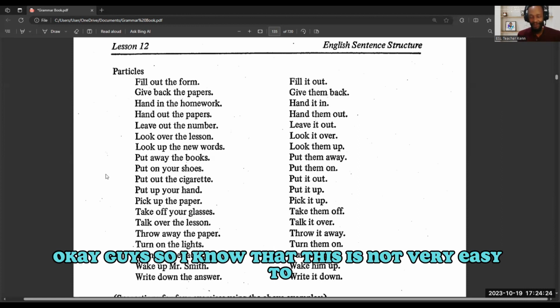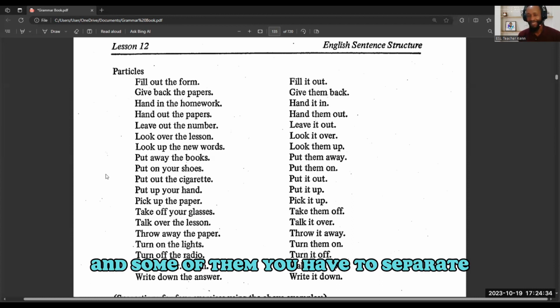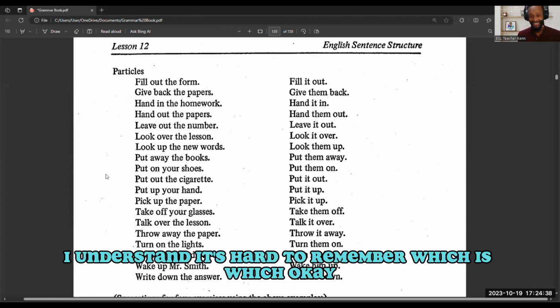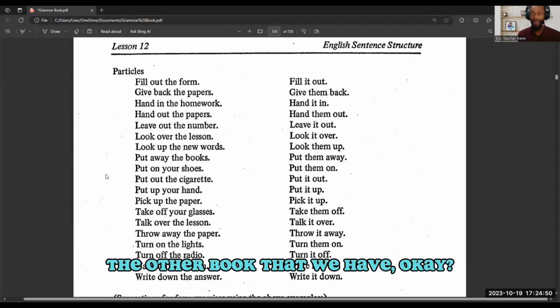Okay, guys, I know that this is not very easy to remember. There are a lot of different actions, and some of them you have to separate, and the others you don't have to separate. I understand it's hard to remember which is which, but I actually want to give you practice with the other book that we have.